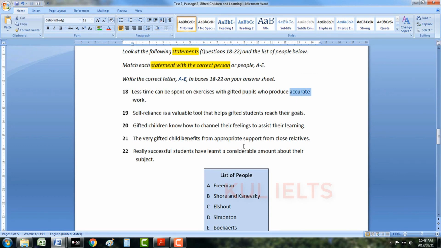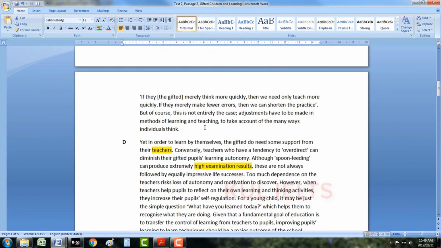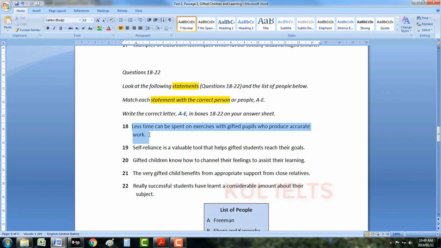That gives it away for me. They've paraphrased quite a lot here. It's a strong paraphrase, but this accurate means less mistakes. So I like this one. Self-reliance, valuable tool, reach their goals. Self-reliance. I don't see anything here about self-reliance. Channel their feelings. I didn't see anything about feelings. Support from close relatives. I didn't see. Learnt a considerable amount about their subject. No, so it's definitely this one.